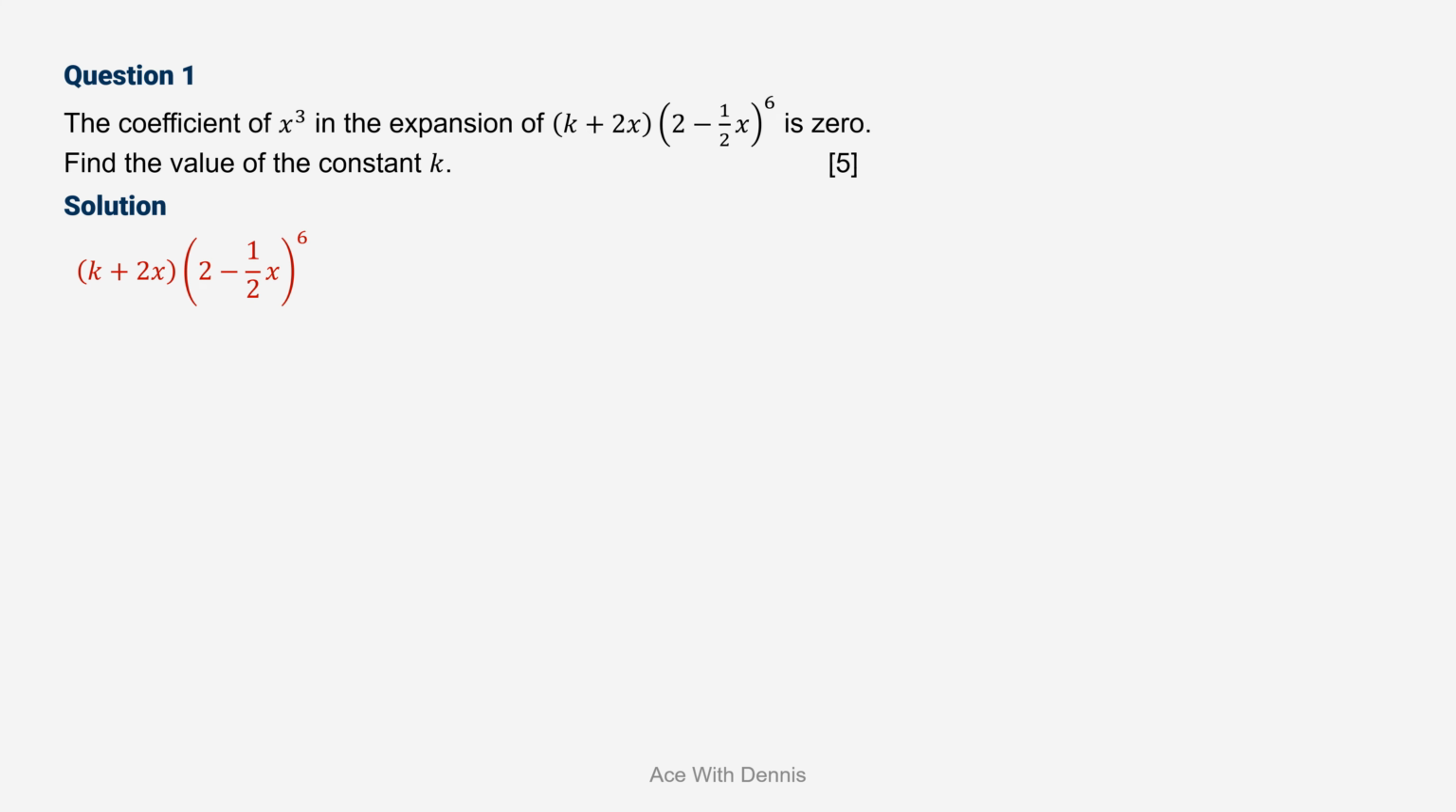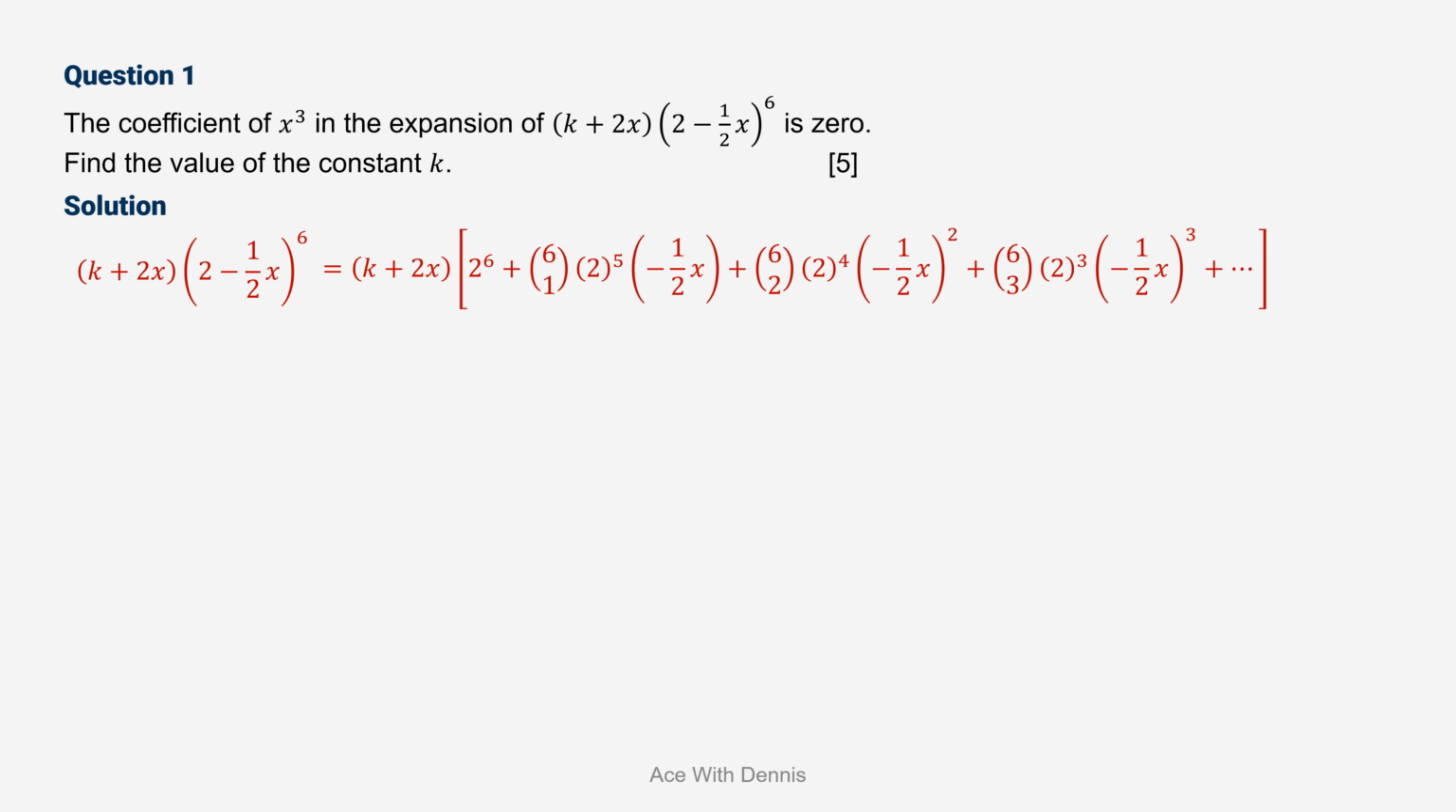Given this expression, we can expand the bracket with the power of 6 with the binomial theorem formula, and this is what we get. (k + 2x) times [2^6 + 6C1 times 2^5 times (−½x) + 6C2 times 2^4 times (−½x)^2 + 6C3 times 2^3 times (−½x)^3 + ...]. Okay, so we don't have to expand everything.